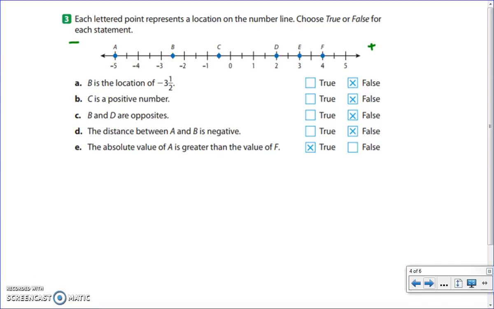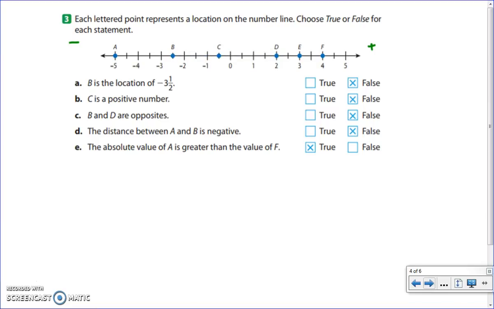B and D are opposites. Well, if they're opposites, they must have the same distance from 0 as one another. D is 2 units from 0. B is actually 2 and 1/2 units from 0, so that can't be true. B is actually farther from 0 than D, so they are not opposites.